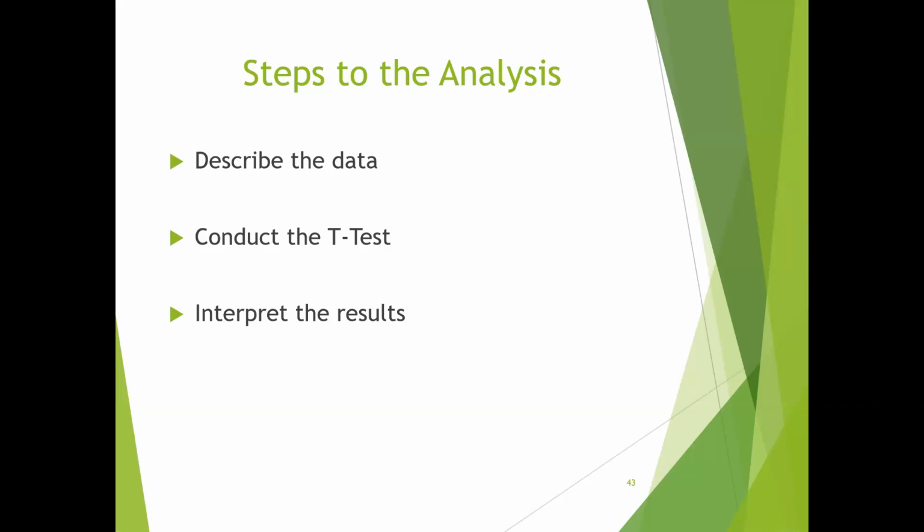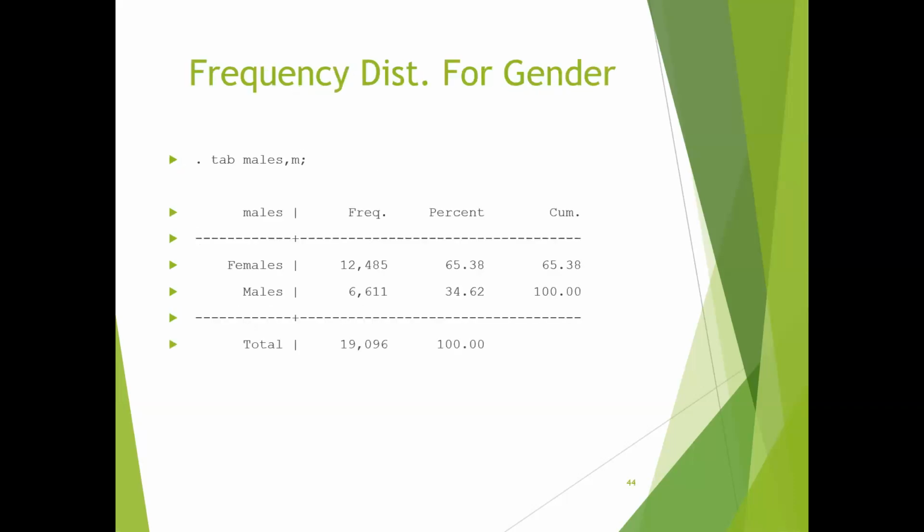So again, from slide number 43, the process that we're going to do, we're going to describe the data, we're going to conduct a t-test, and then we're going to interpret the results. Okay? So the first thing to do, slide number 44, moving ahead, is to describe the data. On slide number 44, notice that this is a frequency distribution of gender. Everybody see it?